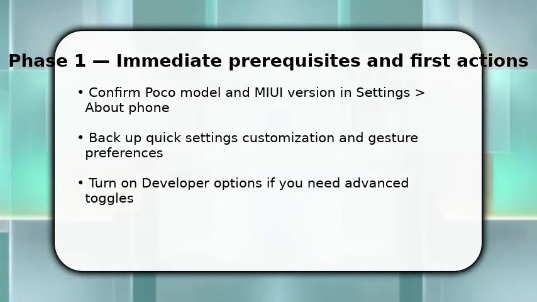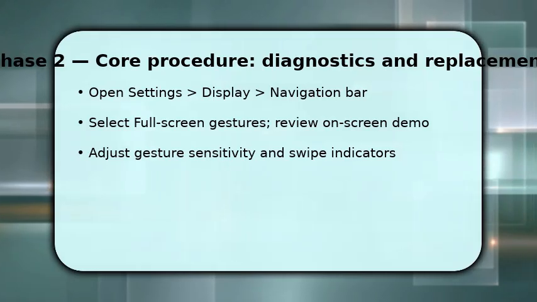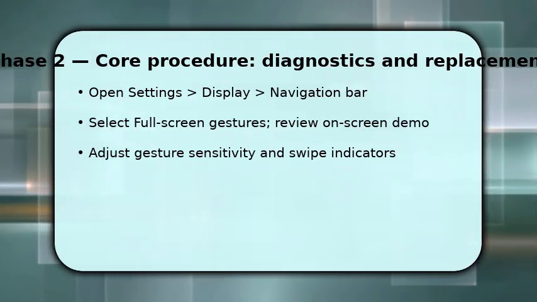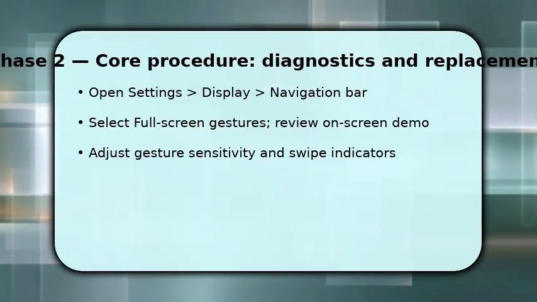You now switch to gestures to hide the navigation bar. Go to Settings, Display, then Navigation Bar and choose Full Screen Gestures. This removes the button row. Pay attention to the demo because it shows how to go home, back, and switch apps.